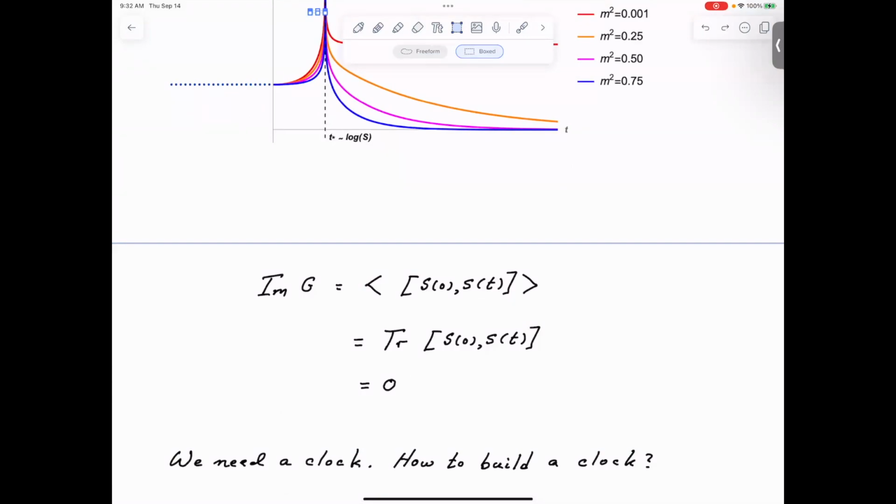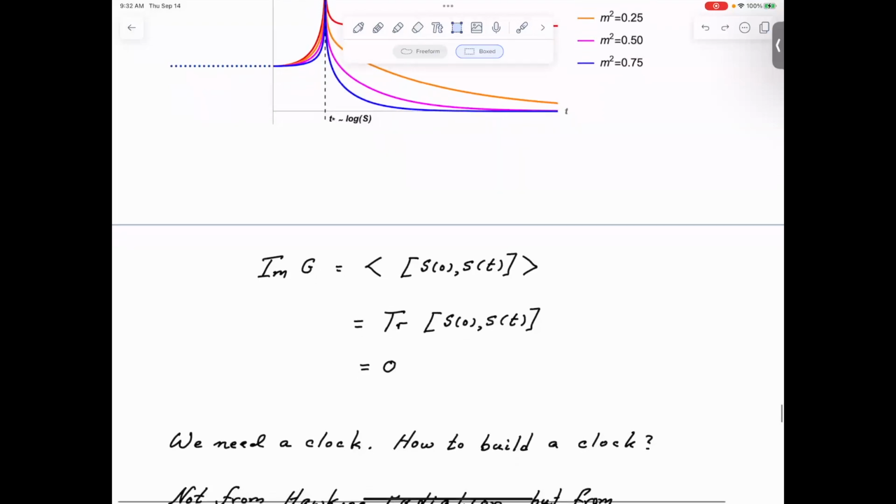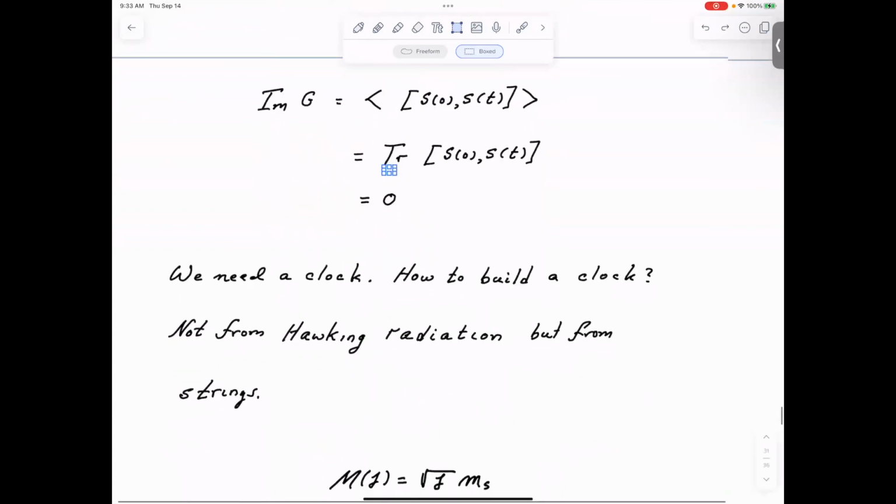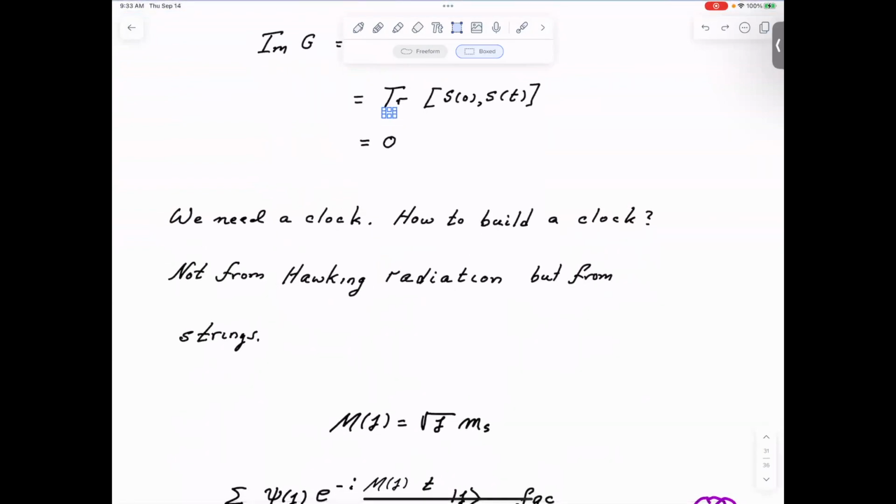What I just said is the imaginary part of a correlation function is the expectation value of a commutator. If expectation values are simply traces, this exactly vanishes, but we think the right way to deal with this is to not think about the correlation function in the vacuum, but the correlation function in the presence of a clock. And that raises a question of how do you build a clock? You certainly don't want to build a clock from Hawking radiation. That sounds crazy. Hawking radiation is not the thing that makes clocks in our world.